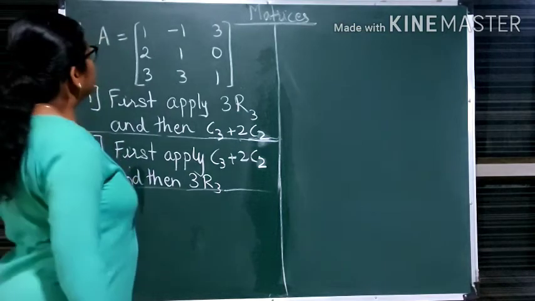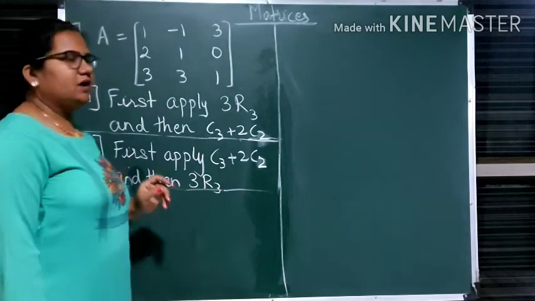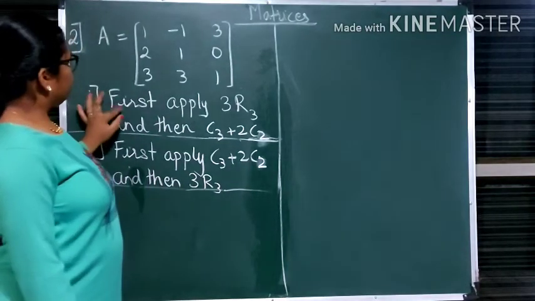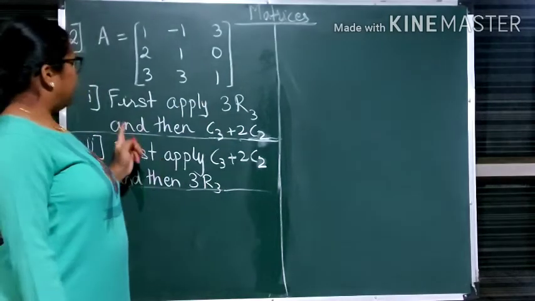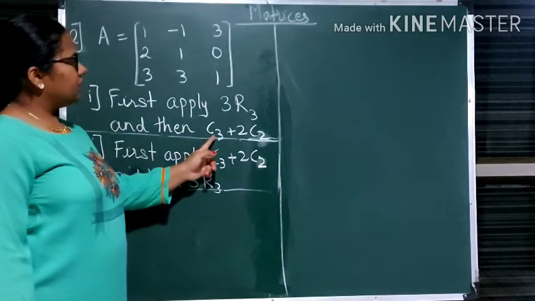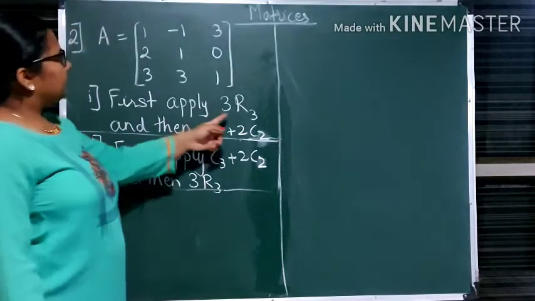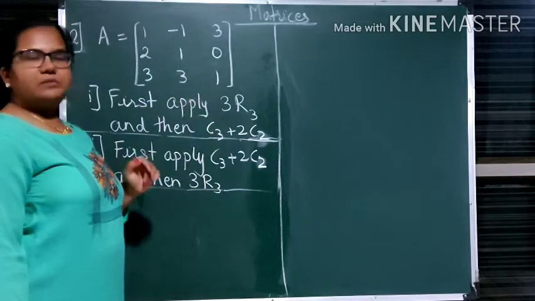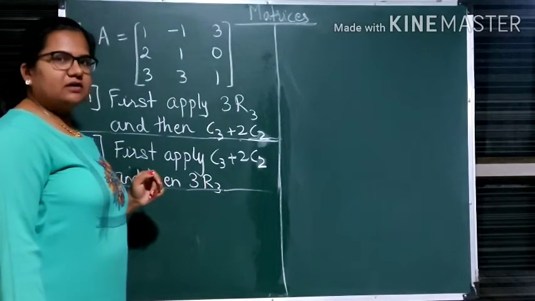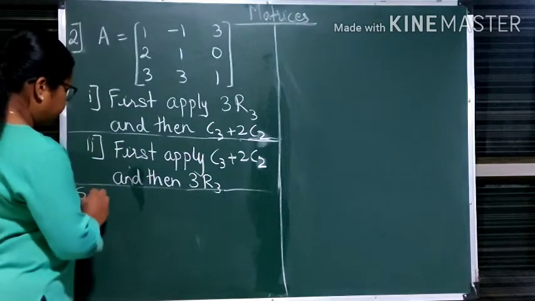What does the next example say? Matrix A is given, 3 rows and 3 columns you can see. Now first what we are supposed to do is apply the operation 3 into R3. And then we will apply the operation C3 plus 2 into C2. So let us start with the first operation, that is 3 into R3. So R3 elements will get multiplied by the non-zero scalar 3. So what will the equivalent matrix become?